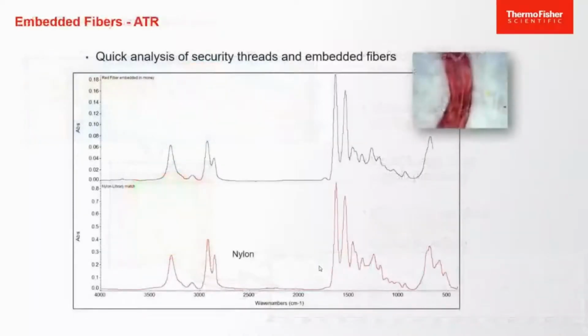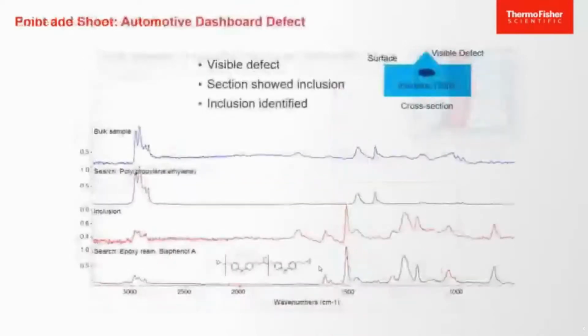Okay, on the next one, we're looking at an embedded fiber. This is one of those security fibers very similar to what you saw on the previous slide, embedded in a currency. And in this case, you can see very nicely, this was done by ATR. You can see very nicely that this is a nylon fiber. You see the quartet of peaks around 1500, which are called the amide bands, the amide 1, 2, 3, 4 bands, showing the presence of a polyamide, in this case, the nylon. So again, a very simple analysis there.